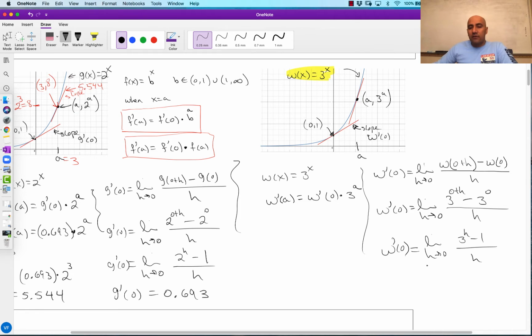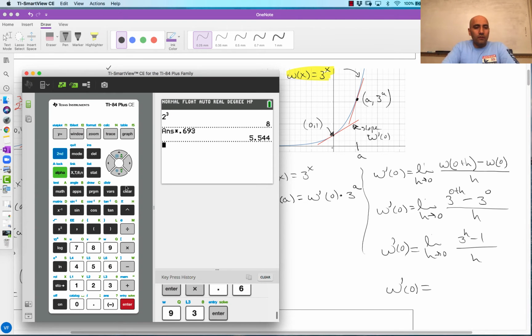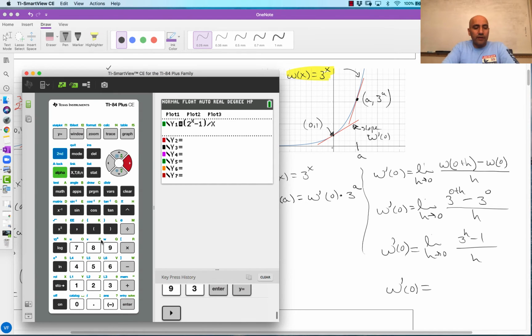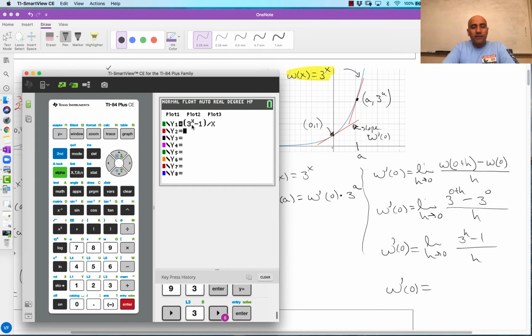And again, we can use our calculator's table function to figure out what this is. Very similar to that, except instead of a 2 to the h minus 1, we get a 3 to the h minus 1. Okay, so let's go figure out what that is in our calculator, so we can figure out what this constant is. Okay, so now let's go back to our equation, and let's just come back over here and change this from a 2 to a 3. Everything else stays the same. Enter. 3 to the x minus 1 all over x.